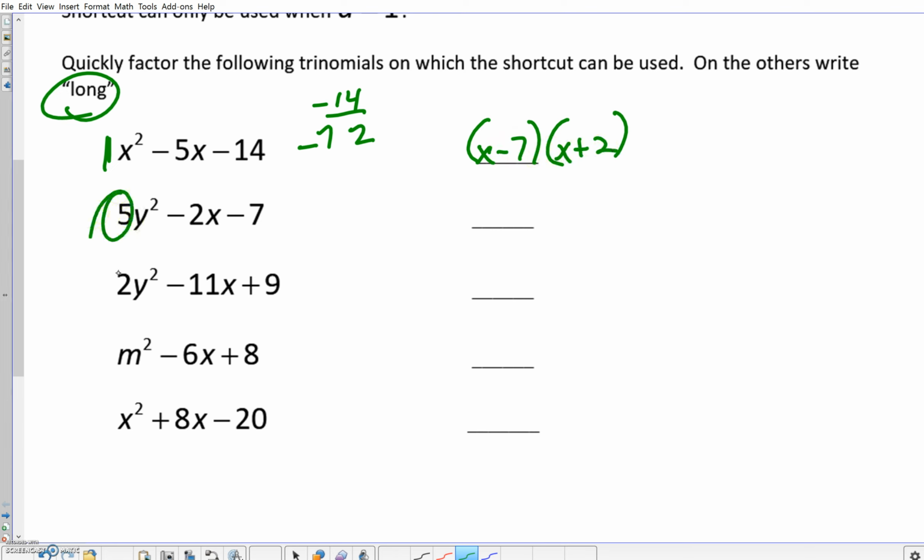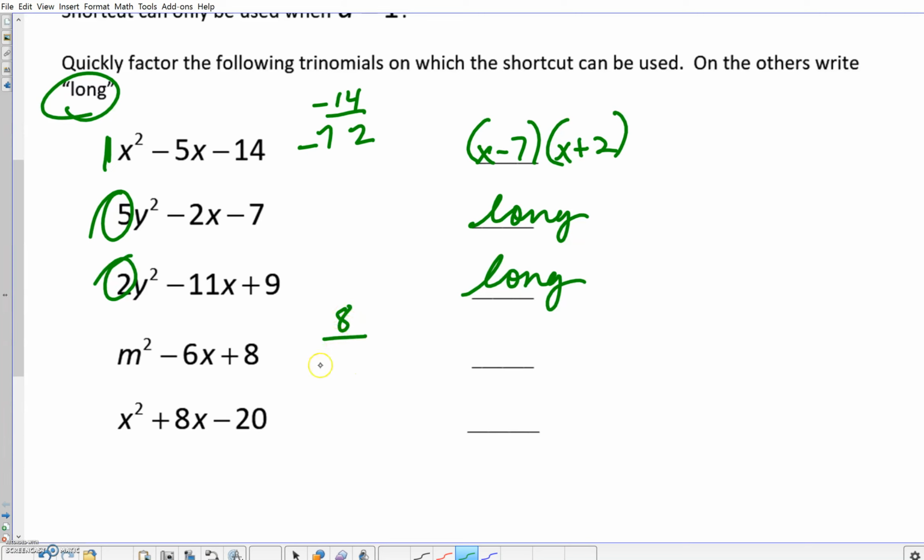The second one has a 5 in the A spot, so I'd have to use the long AC in order to factor that, so I'm not going to do that right now. The third one has a 2, so I'm going to do the long AC there as well, or give it a try anyway. Number 4 does not have a coefficient in the front, so that means it will factor if there's two numbers that work.